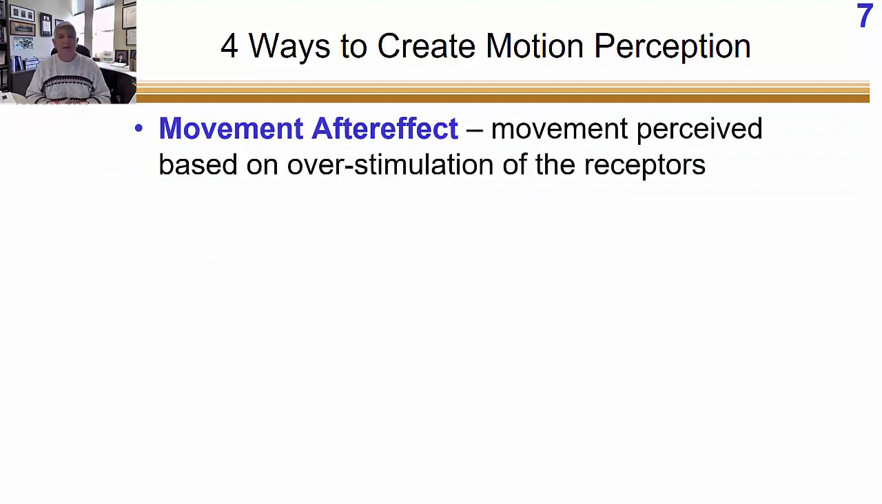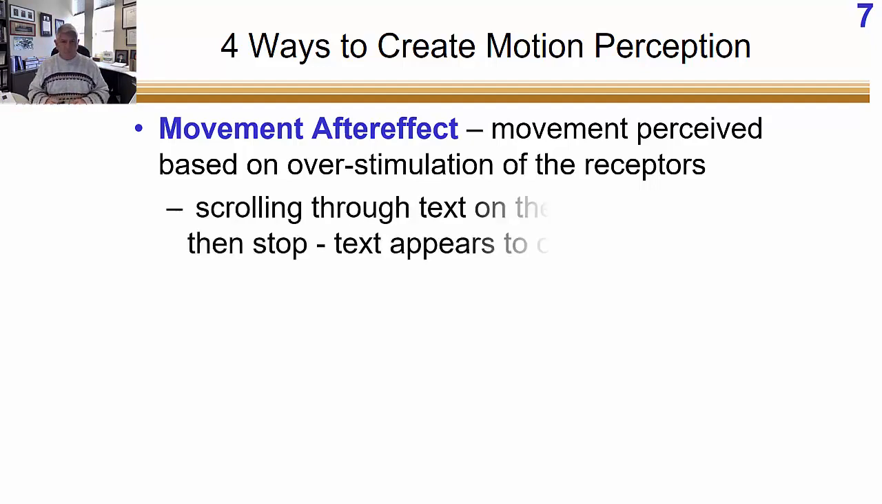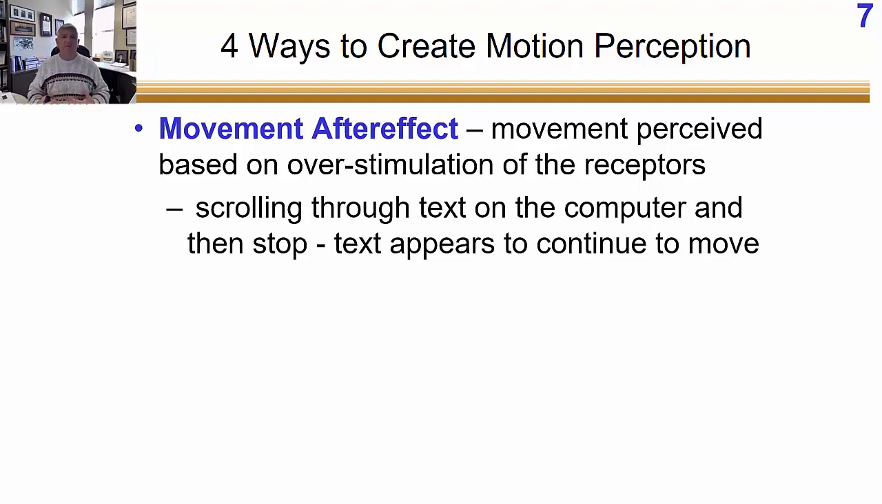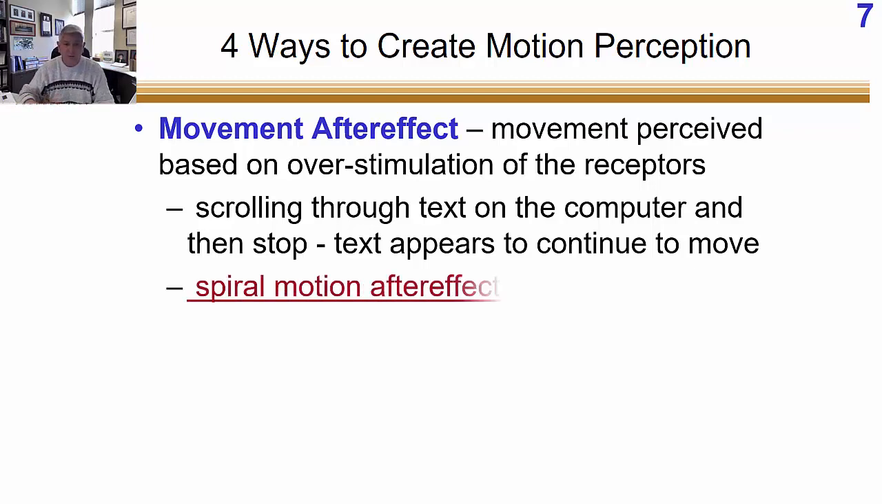And then the fourth way is movement after effect. This is an adaptation response through overstimulation of the receptors. So maybe you've seen this if you've been scrolling through a website and then you stop. It looks like the words move in the opposite direction, right? I can show you a really cool illusion here.